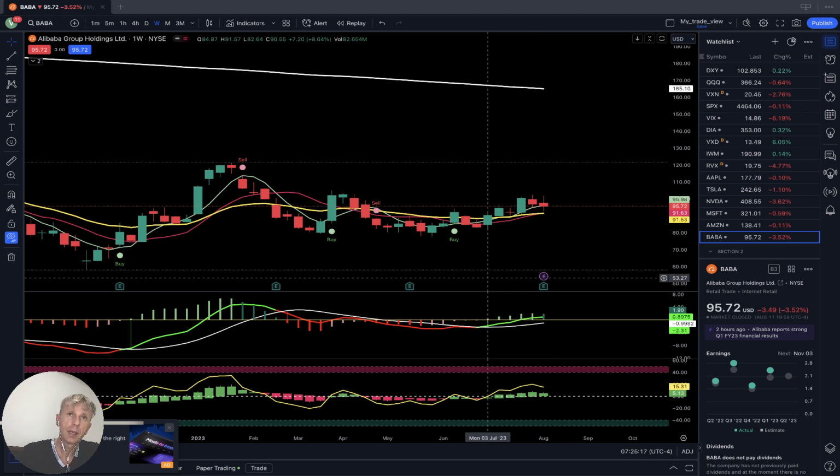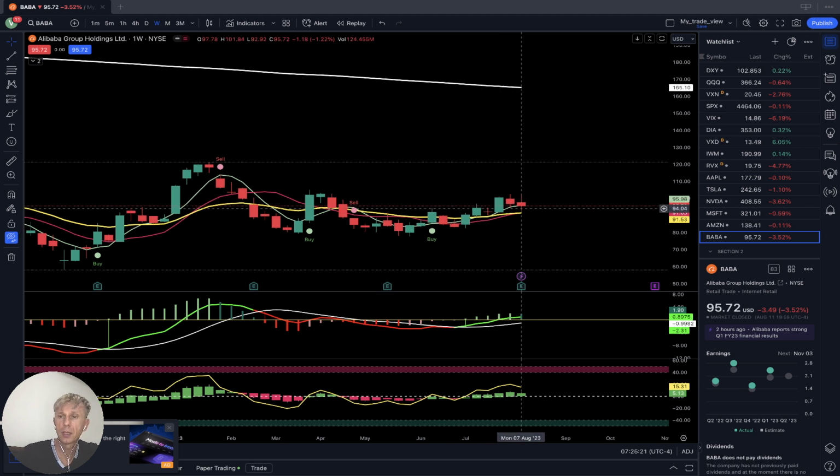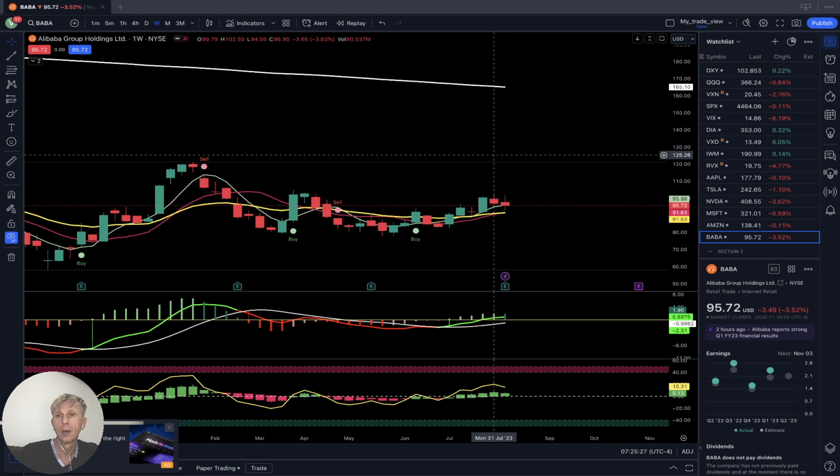It's weak and flat for Baba. Baba is positive, at least it's a positive. It's trying to get out from very oversold territory. That's all. Let's do summary.